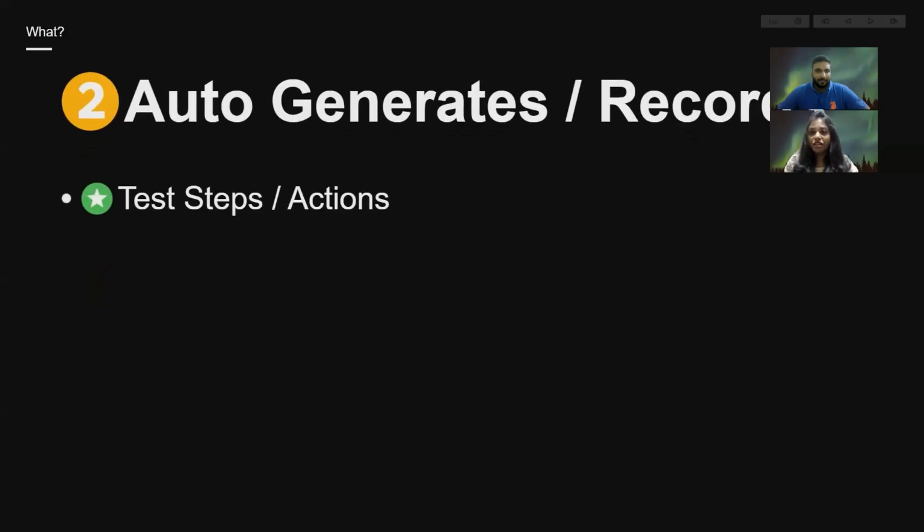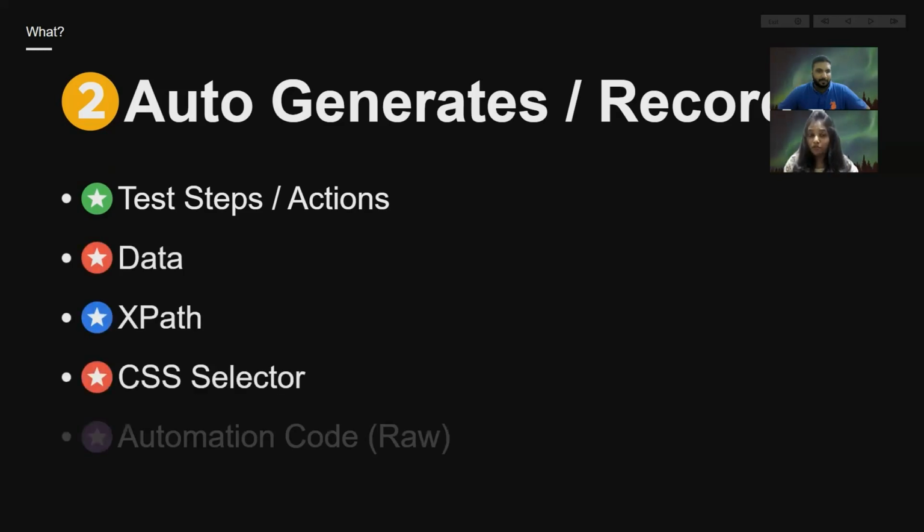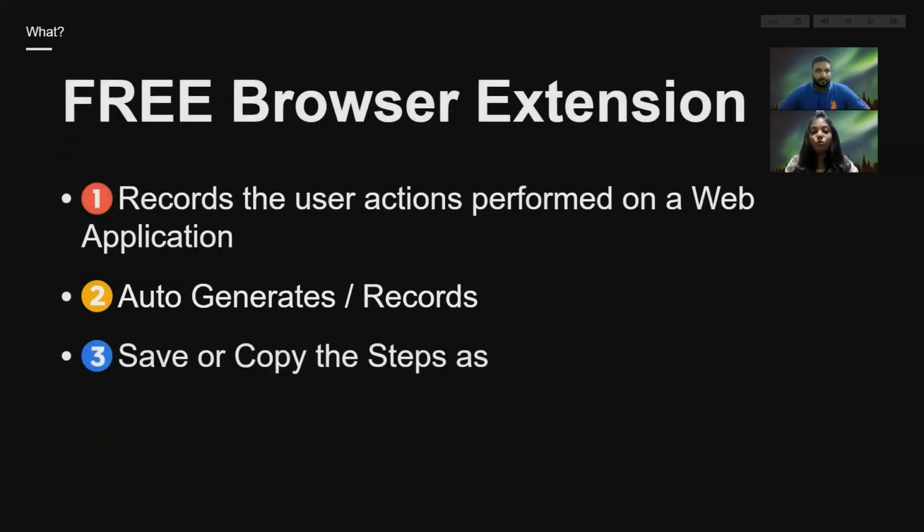It auto-generates or records the test steps or actions that the user performs, the data that the user enters while performing those actions, the various XPaths available on that page, the CSS selector, and the driver commands. We could use all these as raw automation code, that is, as the feed to automate our scripts faster.